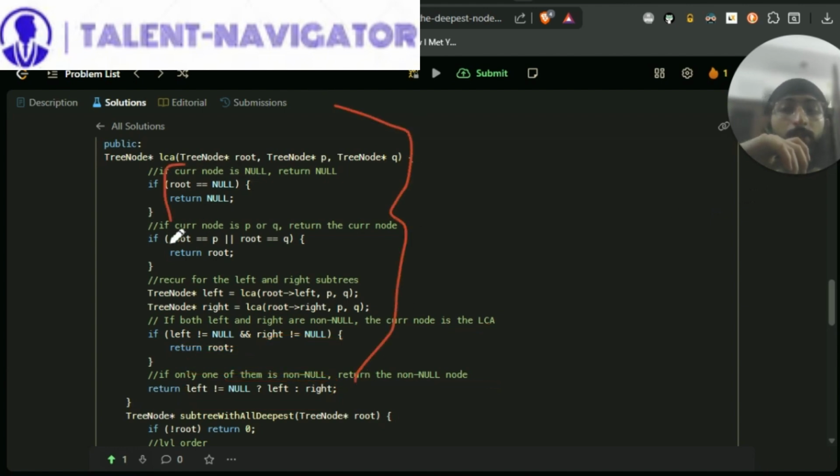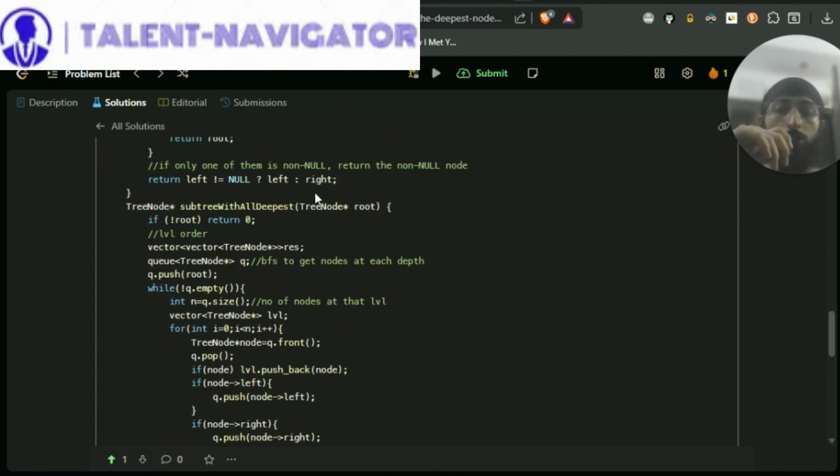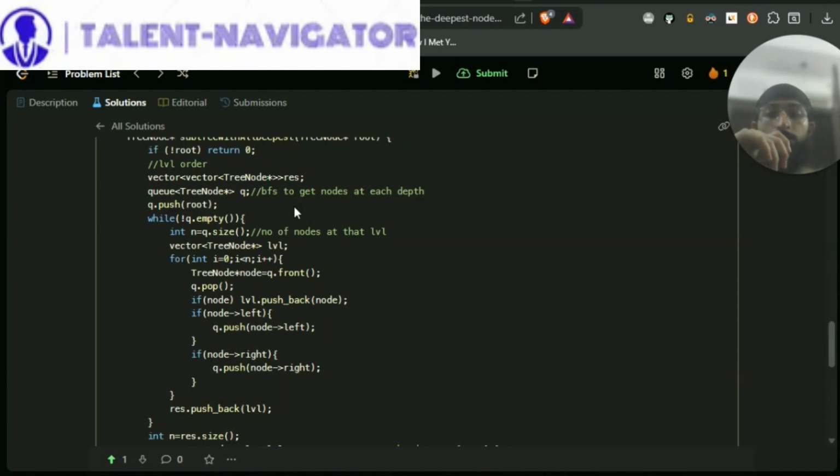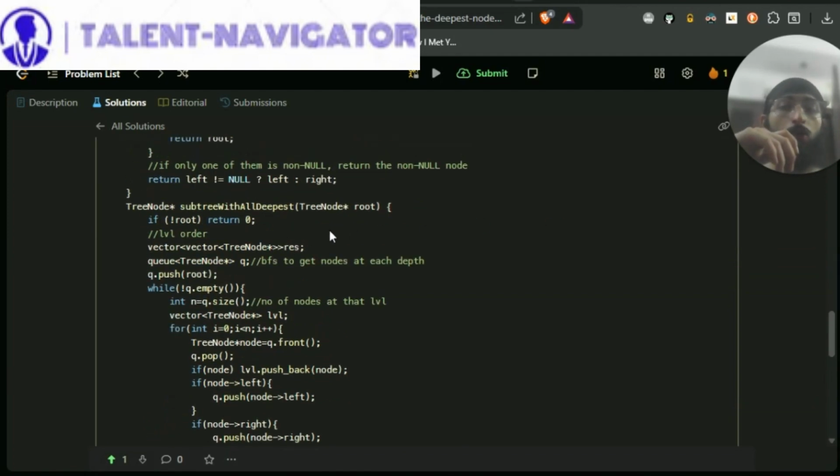So this is our LCA function briefly, and now moving on to the main function, that is subtree with all the deepest nodes. If our root is null, we return 0 obviously. Now we start performing our level order traversal. We have result in which we store our results, and Q is used for the BFS to get the nodes at each depth, and we push the root, the node from which we are starting, into the Q.